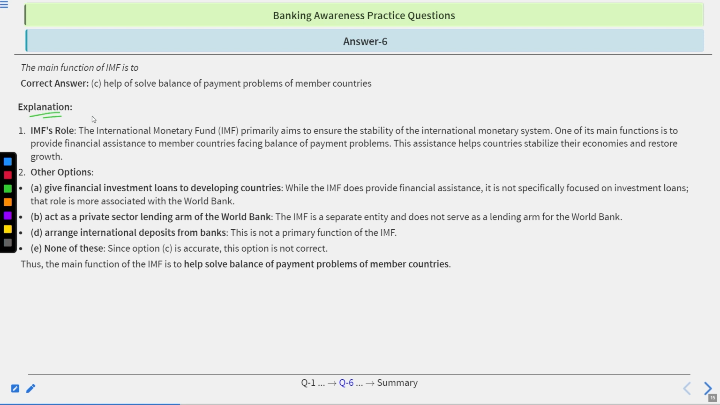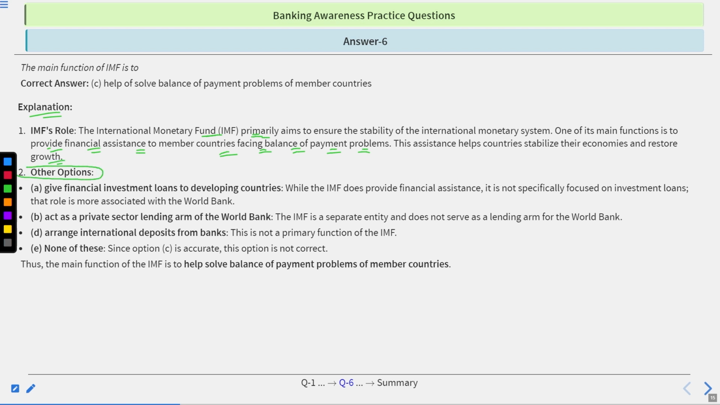If we go by the explanation, then we could say the first is the IMF's role. The International Monetary Fund primarily aims to ensure the stability of the international monetary system. One of its main functions is to provide financial assistance to member countries facing balance of payment problems. This assistance helps countries stabilize their economies and restore their growth.